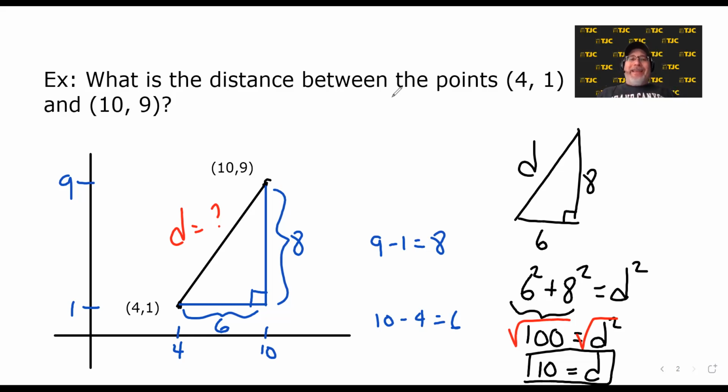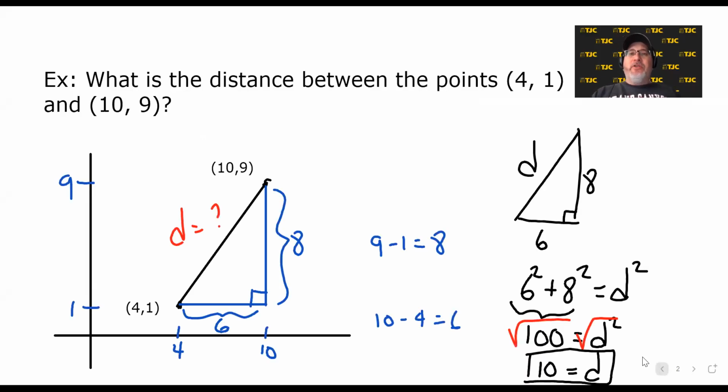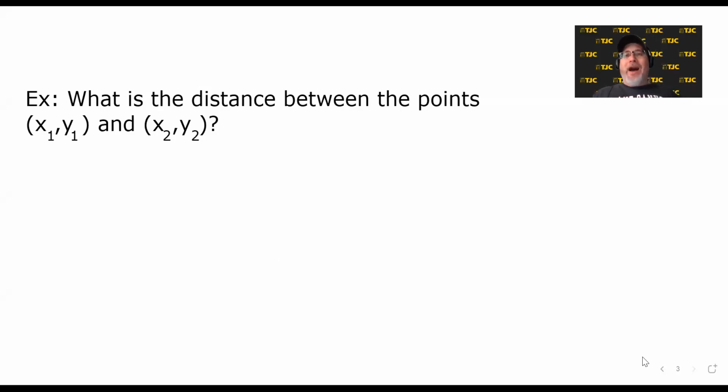In other words, take out all the things specific to this problem. The things that were specific were the 4 and the 1 and the 10 and the 9. So if we try to replicate this generically, it would go something like this. What is the distance between the points x1, y1 and x2, y2? You'll notice I replaced the specific values 4, 1 and 10, 9 with generic values x and y.